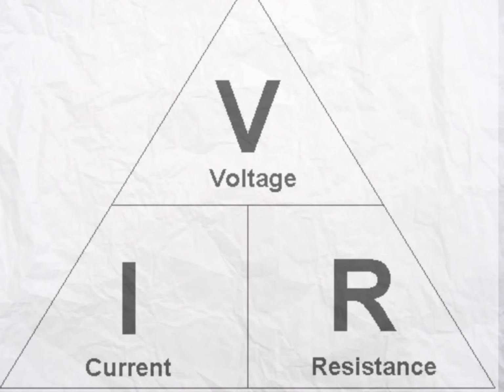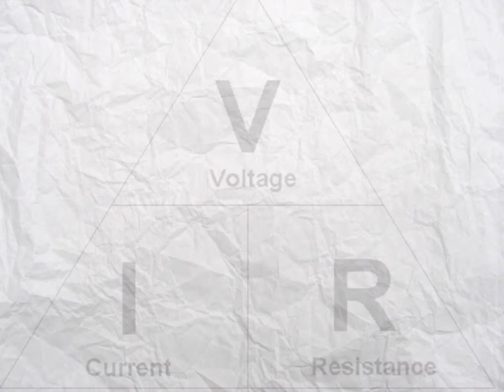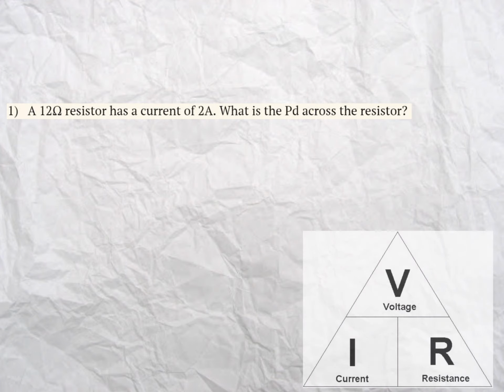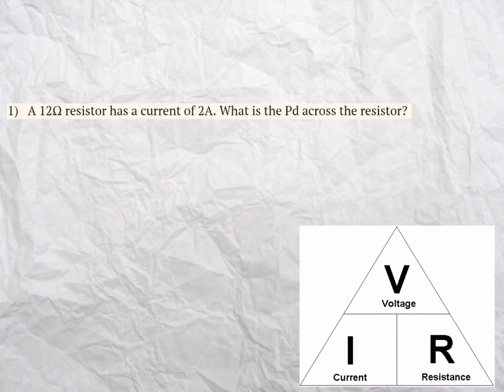Okay, let's go through the answers now and see how well you did. Question 1. So that was a 12 ohm resistor has a current of 2 amps. What is the PD across the resistor? This is a calculation question with resistance R, current I and PD V. So we need to use the formula V equals IR, Ohm's law here. So V equals 2 amps times 12 ohms. 2 times 12 is 24.